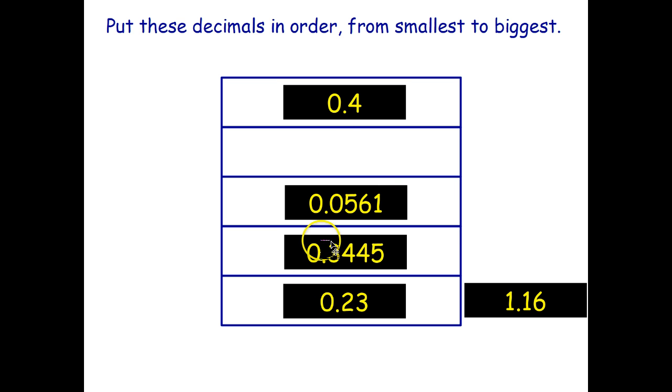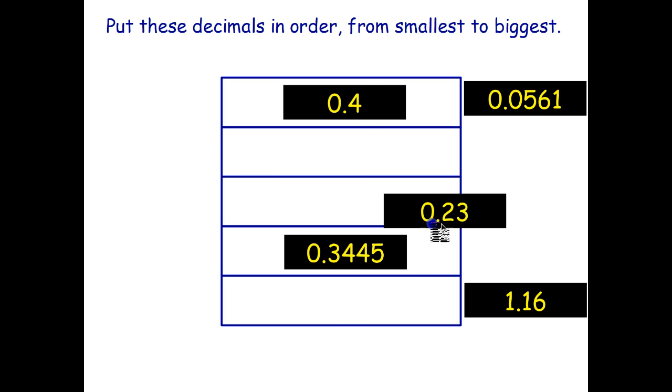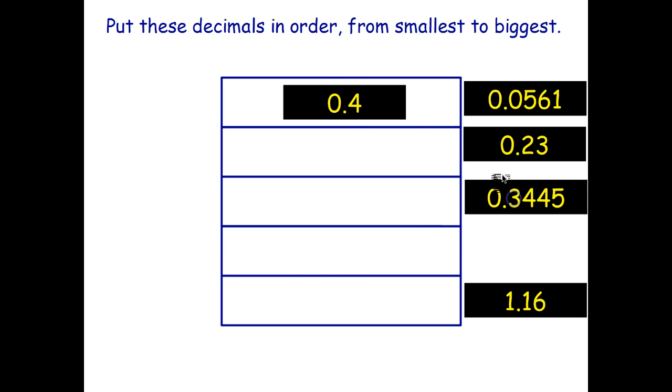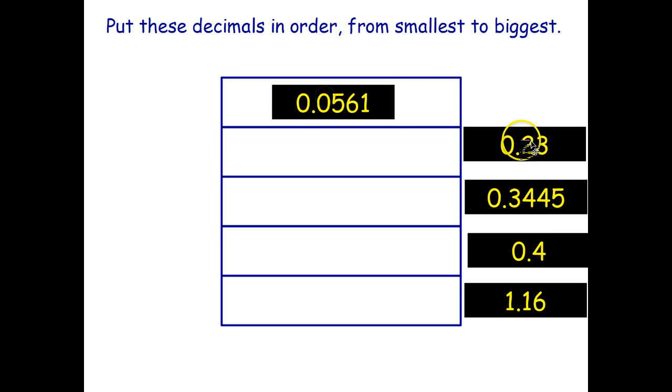Okay, looking at the other 4 numbers, the whole number is 0, so we can't use that to compare. Let's look at the tenths place. Well, I've got a 4, a 0, a 3, and a 2. Well, the 0 is the smallest, so that's going to be the smallest decimal. Then I've got a 4, a 3, and a 2. The 2 is going to be next smallest, then the 0.3, and then the 0.4. And then we can just drag them in like so.